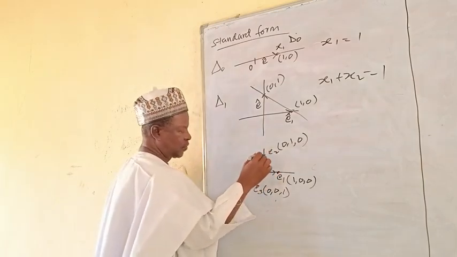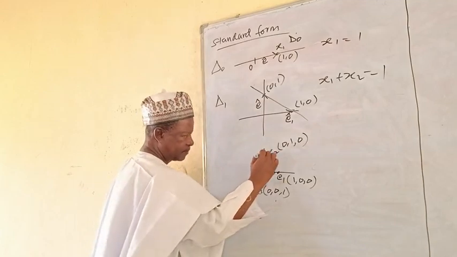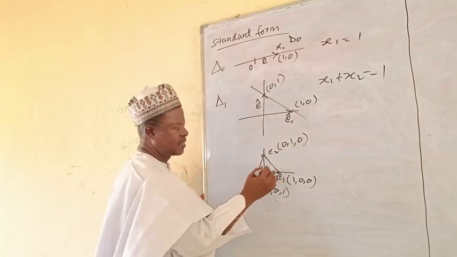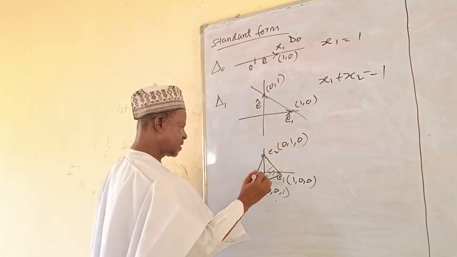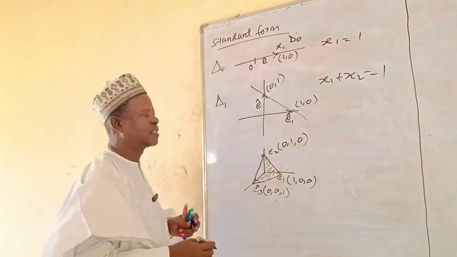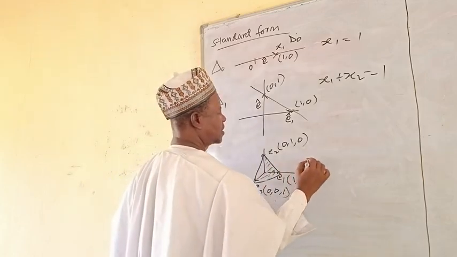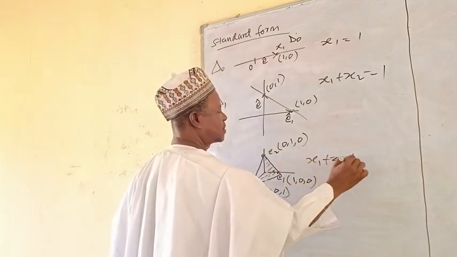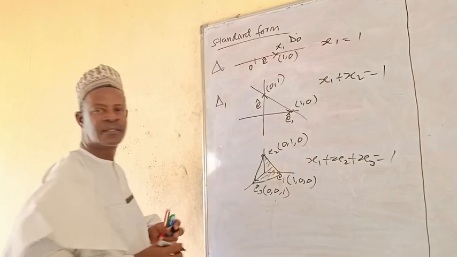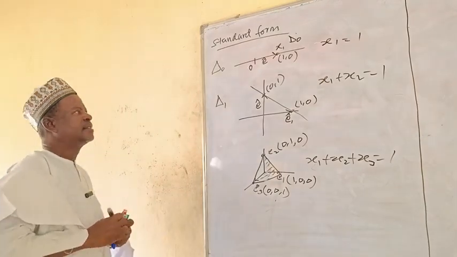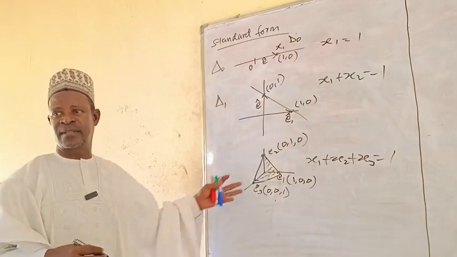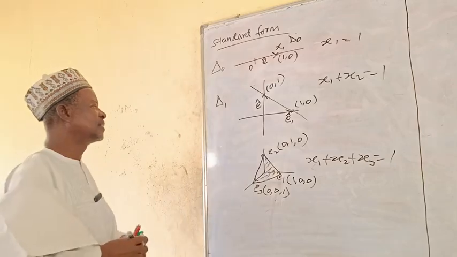If you want the convex hull, you join these, so you end up with what? A convex hull, which is a triangle, isn't it? A triangle, so the equation is x1 plus x2 plus x3 equals 1, okay? These are convex hulls that lie in a hyperplane. This is called a hyperplane, okay?